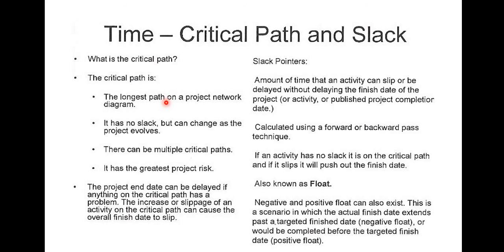So this can be calculated using the forward pass technique or the backward pass technique. If an activity has no slack, it is on the critical path, and if it slips, it will push out the finish date. So slack is also known as float. So negative and positive floats can also exist. This is a scenario in which the actual finish date extends past the targeted finish date or would be completed before the targeted finish date. So we need to understand that the float or the slack on the critical path or activities on the critical path should be 0. So where is this information going to be useful?